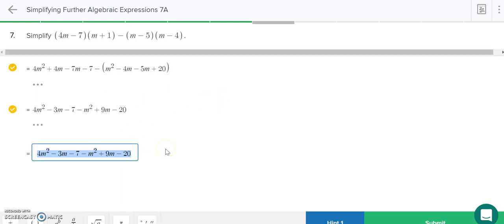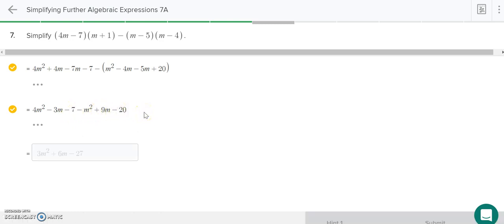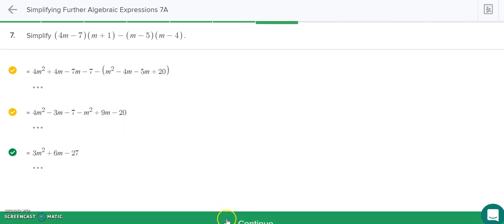My next step now that they want me to do is continue to simplify, because there are still like terms in here. So I'm going to do 4m squared, take away 1m squared, which is going to give me 3m squared. Then I'm going to do negative 3m plus 9m, which is going to be positive 6m. Then I'm going to do negative 7 take away 20, which is going to be negative 27. And yay! We're done with that one. That was a bit of a whopper.